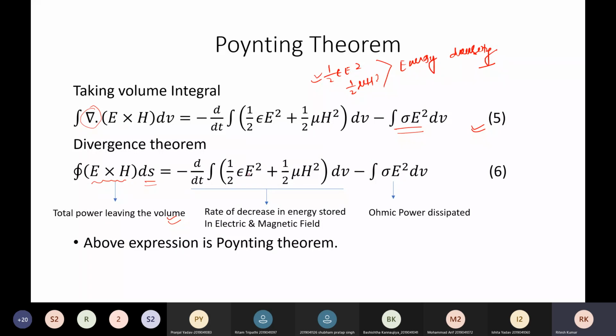So half epsilon E square plus half mu H square. When you take the volume integral, this is energy. Now the rate of change of that energy gives the power. So this is the rate of decrease in energy stored in electric and magnetic field. Why decrease? Because the negative sign is there. And this is also a type of loss. By maintaining the dimension on the left and right hand side, we can say this term is the ohmic power dissipated. Now this equation 6 represents the Poynting theorem.